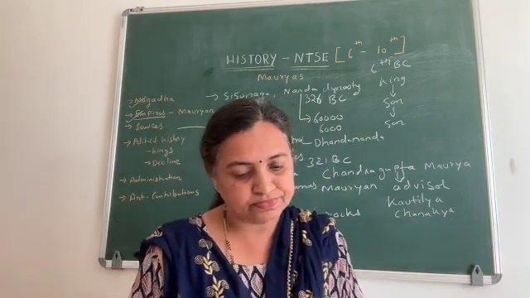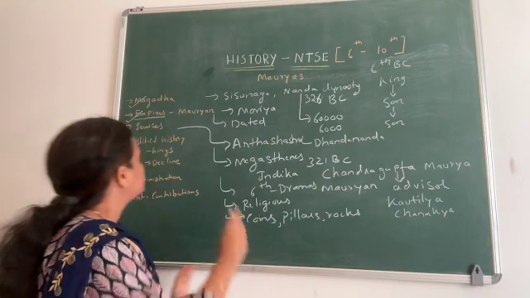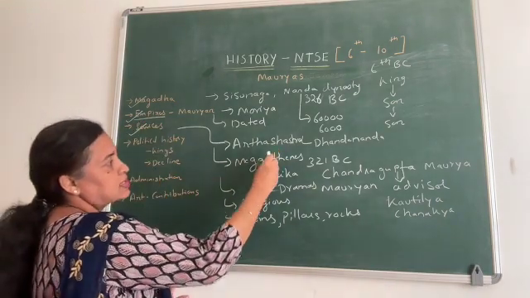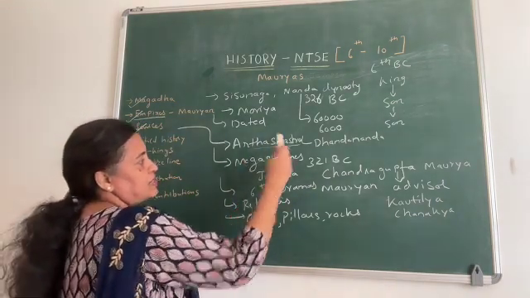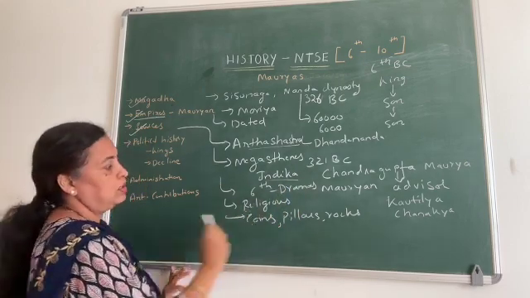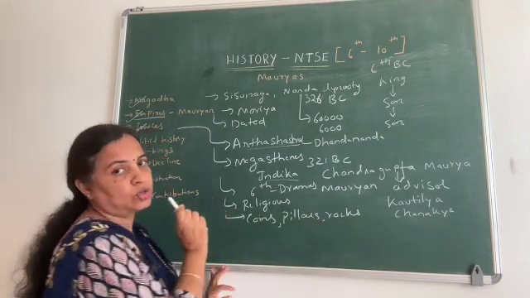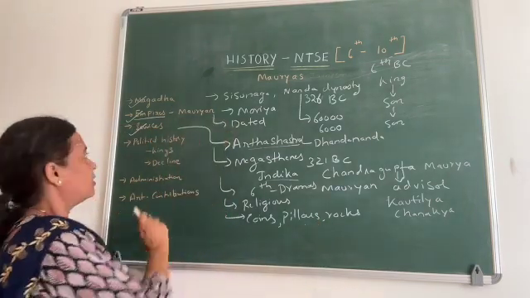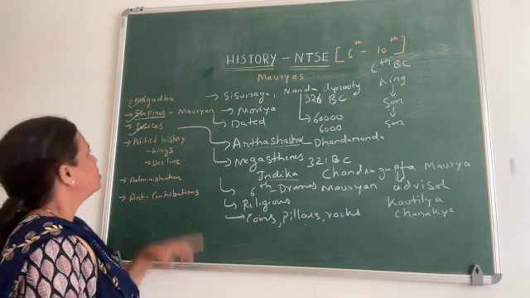So those are the sources. So what are the sources? One is books written like Arthashastra and Indica. Then there are some religious books also. Then we have coins, pillars, rocks also from the Mauryan period. So that is what we have learnt about sources.